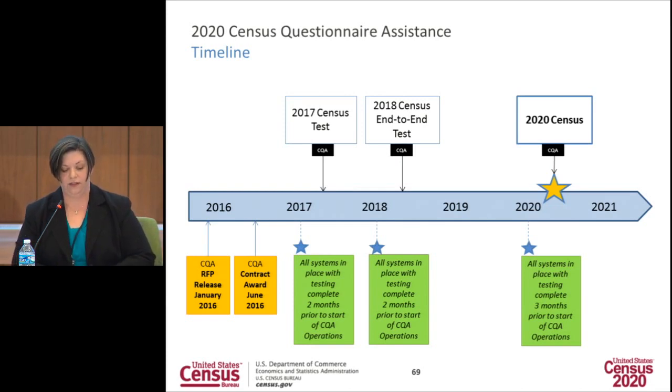This graphic provides a high-level timeline for the 2020 CQA program. The yellow boxes show a couple of acquisition-specific milestones. Earlier this month, as I mentioned, the RFP was released for 2020 CQA, and our plan is to award the contract for CQA in June of this year. On the top of the timeline, the white boxes represent the operations that the 2020 CQA program is expected to support. As Deirdre mentioned earlier, the 2017 census test is the first test the CQA operation will be required to support. CQA will also support the 2018 census end-to-end test and, of course, the 2020 census. For all of these distinct operational periods, April 1st is considered Census Day.